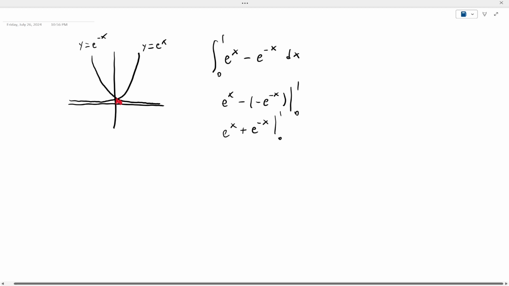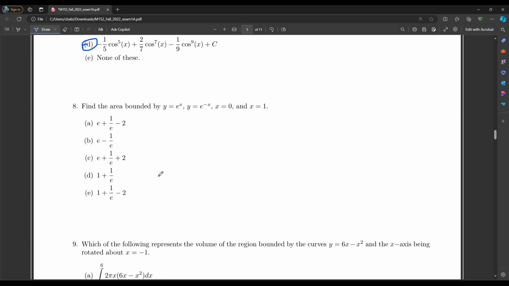So I'm going to write this as a fraction in the evaluation. We get e to the 1, which is e, plus 1 over e to the 1, which is 1 over e. And we subtract e to the 0, which is 1, plus 1 over e to the 0, which is 1, and then we get 2. So this is going to be e plus 1 over e minus 2. And this will be our answer. And that answer choice will be A. How nice.